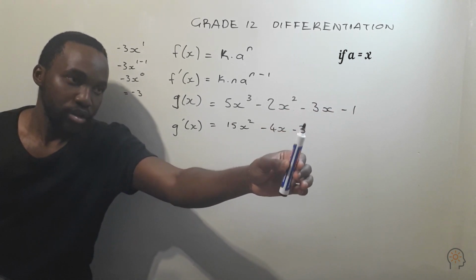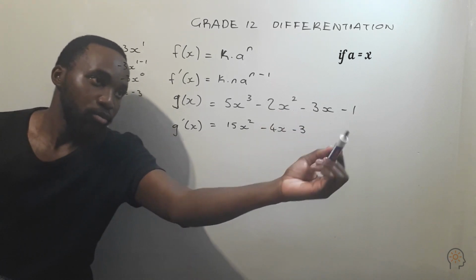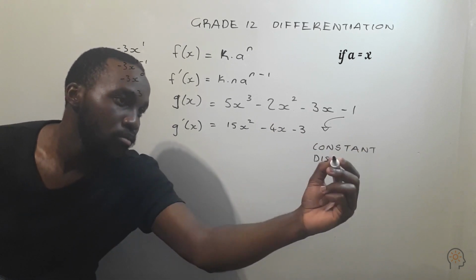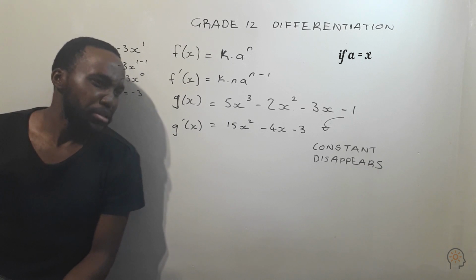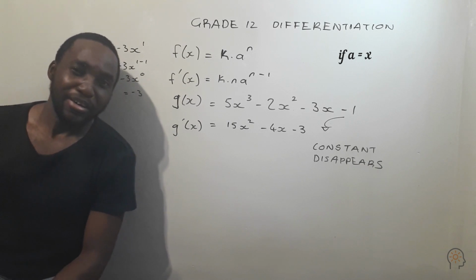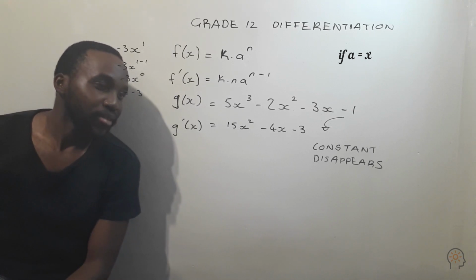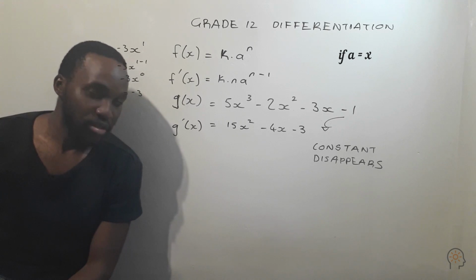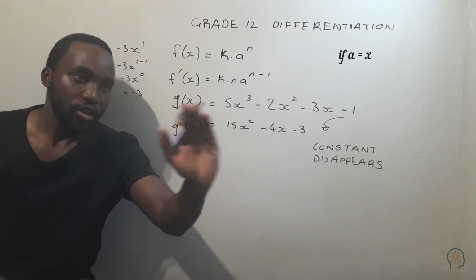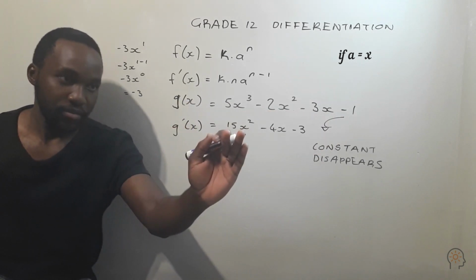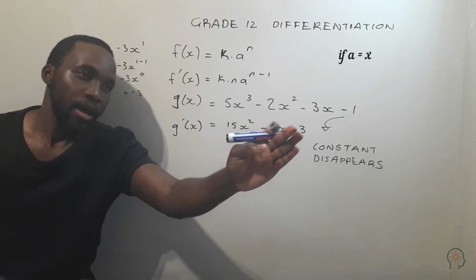I'm almost tempted to put a plus 0 there, however, I'll just leave it open. What I will put down here is: the constant disappears. And I hope I've spelled disappears correctly there. I'm not very good at spelling. I'm good at math though. Anyways, so the negative 1 just disappears there. And that's it. This function differentiated will just end up as 15x squared minus 4x minus 3.